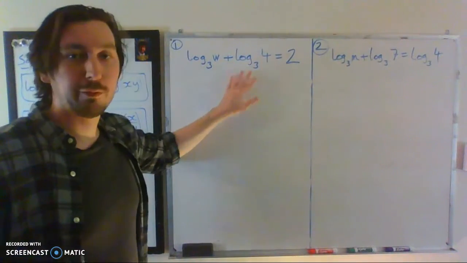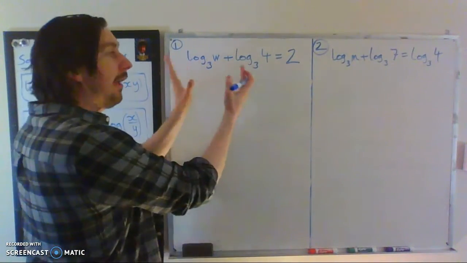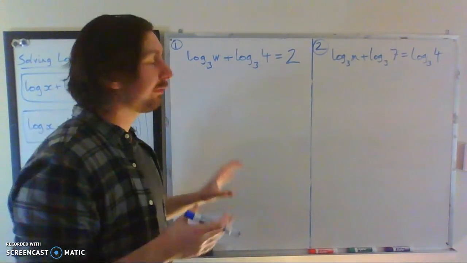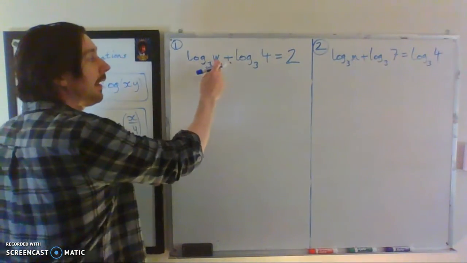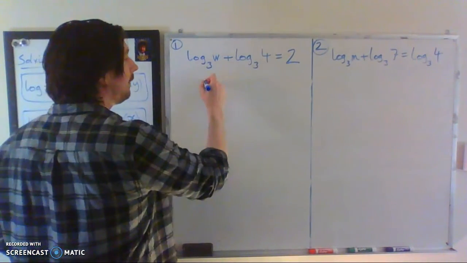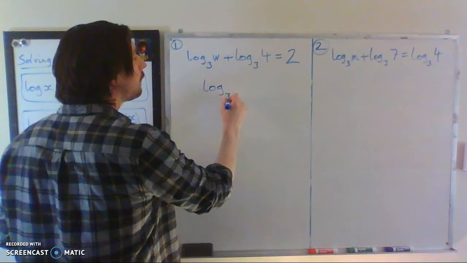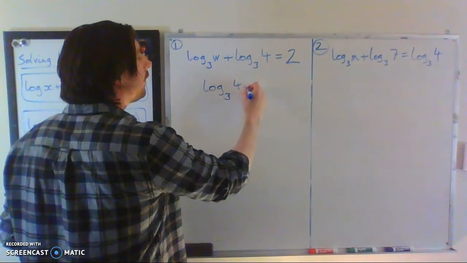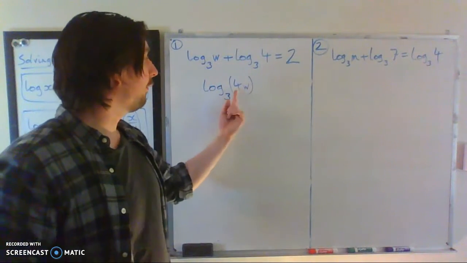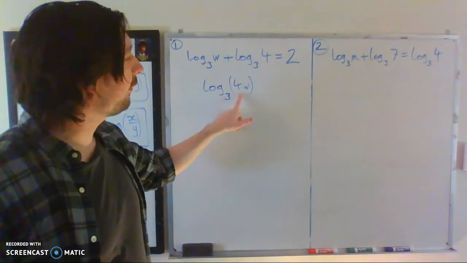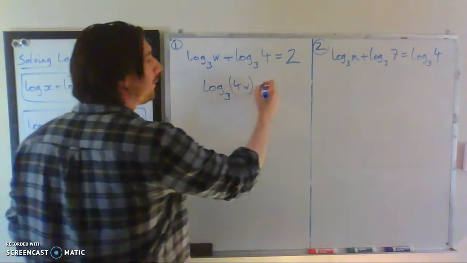So here's how we're going to solve the first type. And it's going to be the same for all of these questions. First thing I'm going to do, put these 2 together. Alright, because there's an addition, they're going to multiply. So it's going to look like this. Log 3, 4w. W times 4 is W4 or 4W. I put the number first because you're used to seeing it that way. You'll see why.